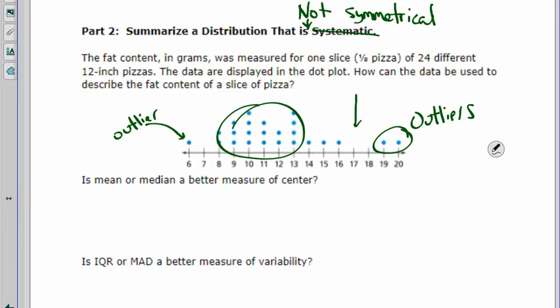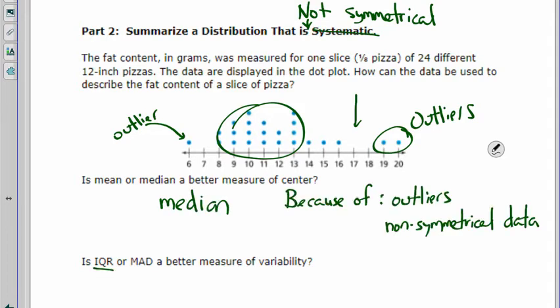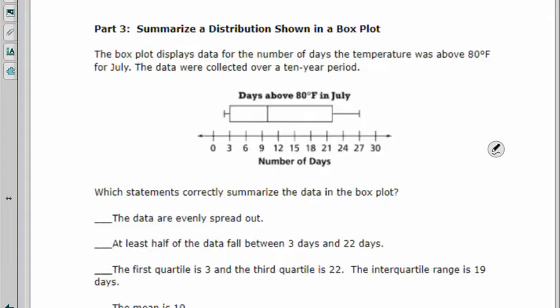So outliers, as you recall, throw off the mean. So we're going to use the median here. The median is a better measure of center. So why is median the better measure of center? Well, because we have the outliers and because we have non-symmetrical data. Symmetrical data really is something that would point you towards the mean, and this is not. Now, because we're using median, we're going to go with the IQR, or the interquartile range. The interquartile range, as you might remember, goes with median because outliers don't really affect the interquartile range either.